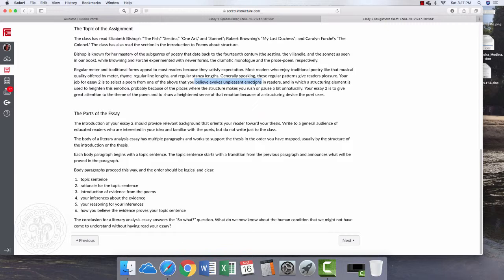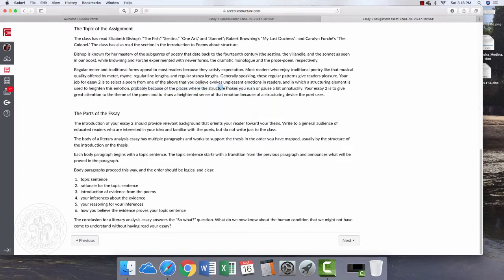So you're going to need to have a thesis in this draft, and the thesis is the claim that you are making about the poem, and the claim should have to do with some unpleasant emotion evoked by the poem's theme, the poem's situation, what is going on. And that thesis should also hint at how some structuring element heightens this emotion, probably because of the places where the structure, right?